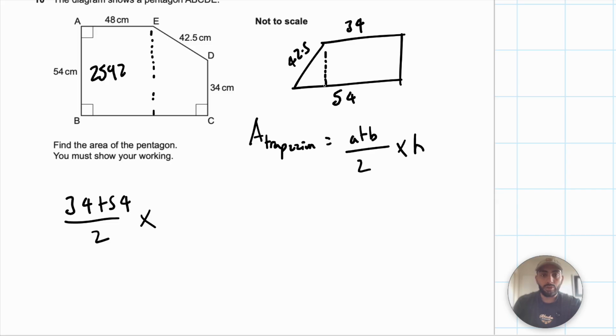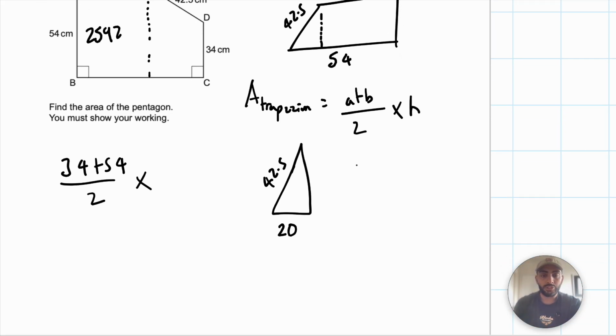I can see I've got a right angled triangle that's formed just here. So I'm going to draw that over here, and we'll try and find the height. So the diagonal, the hypotenuse, is 42.5. The base of that right angled triangle will be 54 take away 34. So that base will be 20.